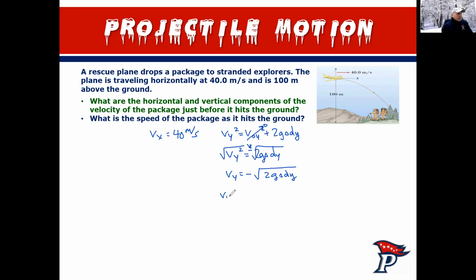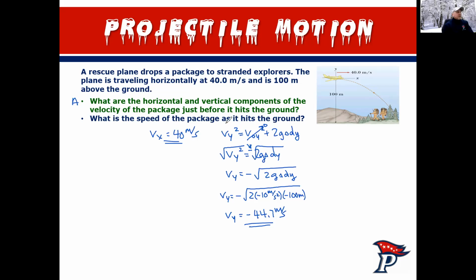So now when I plug in my numbers, 2, -10, down is negative, -100. Why? Because it's falling 100 meters below, down is negative. These two negatives make a positive, and that mathematically will work out, right? So now I have square root of 2,000, which I think is 44.7. Let's see if my brain, yes, 44.72. So we'll round that to 44.7 meters per second. So that's Vy, that's Vx. Now we've answered part A.